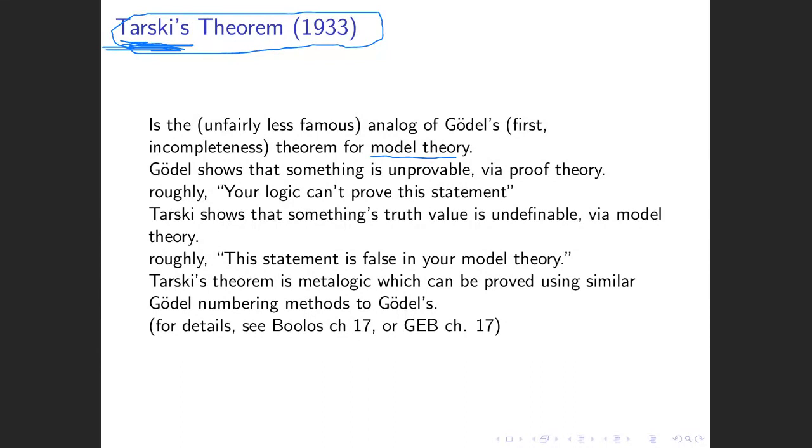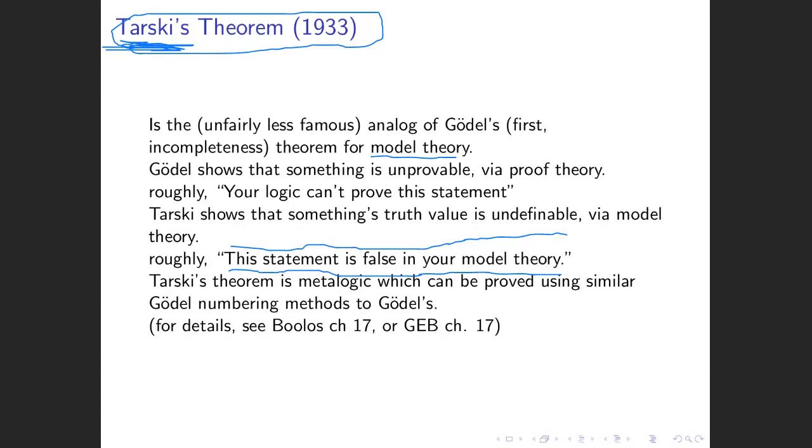So Tarski's theorem is giving you something roughly like this. It's saying this statement is false in your model theory. And you can go through a similar argument using Gödel numbers again, and end up with an equivalent result, but talking about model theory rather than proof theory. The Tarski statement either has to be both true and false, or it has to be neither. Yeah, it's like saying I am a liar. Every sentence I say is a lie.